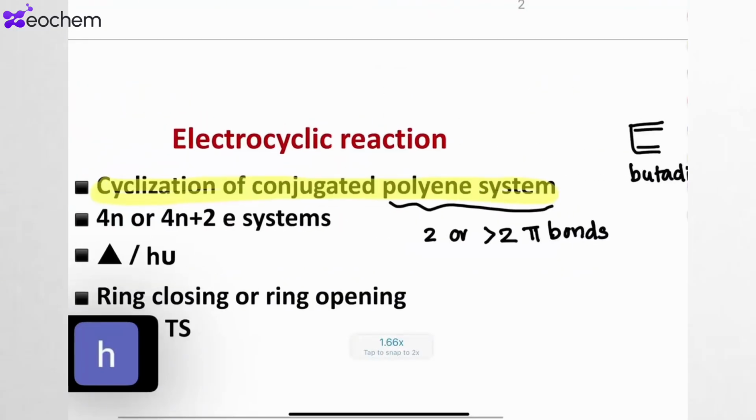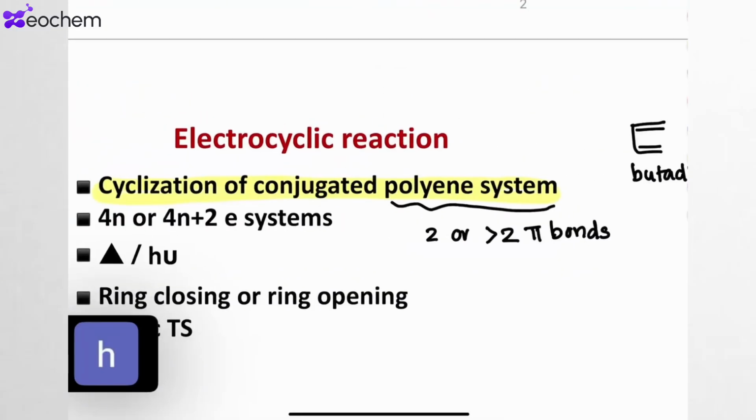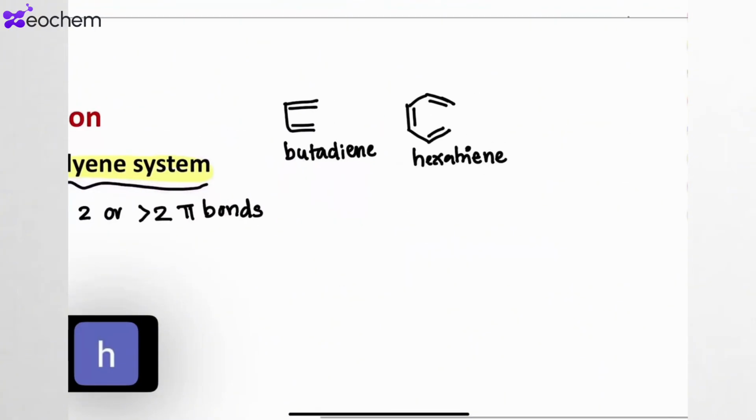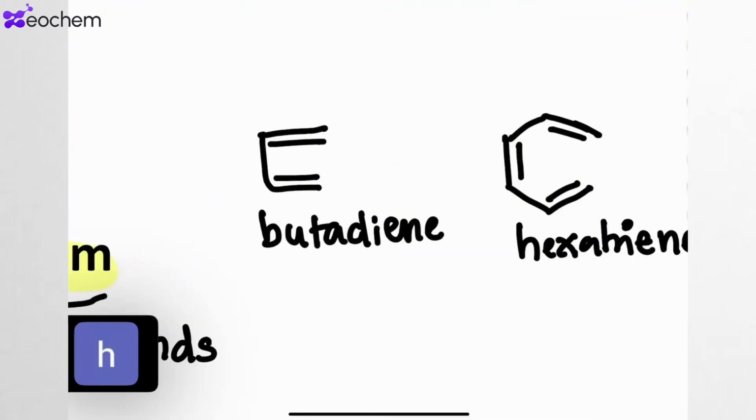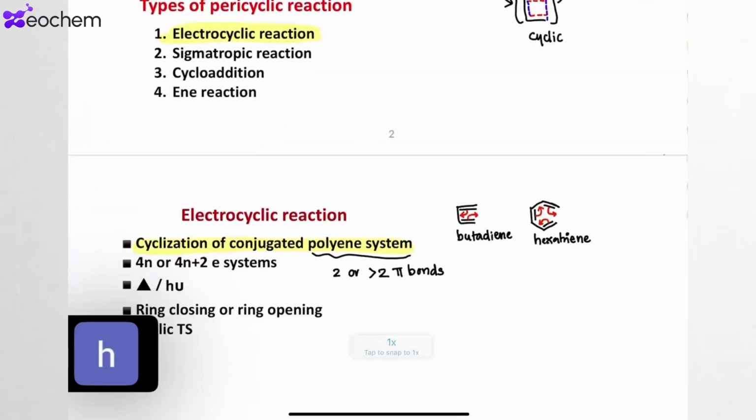Now, electrocyclic reactions means cyclization of a conjugated polyene system. So how will the electrocyclic reaction happen in this molecule? It will happen by cyclization. This bond will move here and this bond will move here. Here in this molecule, this bond will move here, this bond will move here, this bond will move here. Okay, this is how electrocyclic reaction will happen.